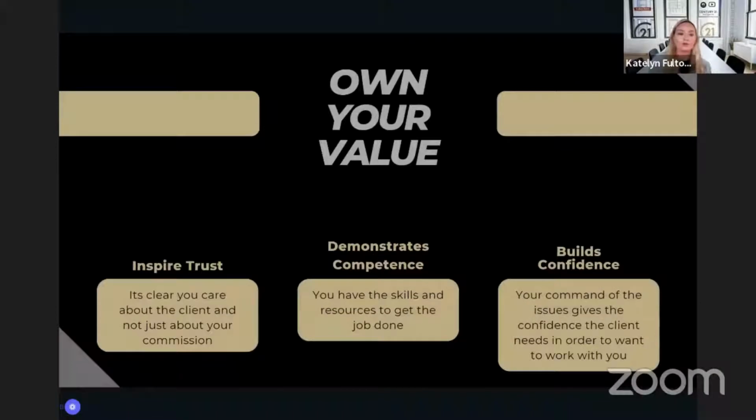So you want to own your value. You're going to inspire trust, so it's clear that you care about the client and not just about your commission, otherwise, commission breath. And I find in a market like this, where we're desperate to get sales, your commission breath is really going to shine and they will feel it. It's going to demonstrate competence, so you have the skills and the resources to get the job done. And it's going to build confidence. Being commanding of the issues gives the client the confidence they need in order to want to work with you. The more confidence you're showing in the market, the more likely they're going to be like, okay, I'm going to trust this person. I'm ready to buy and sell, because they have confidence in it as well.